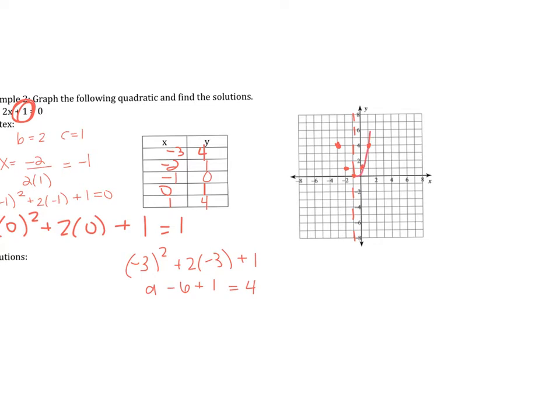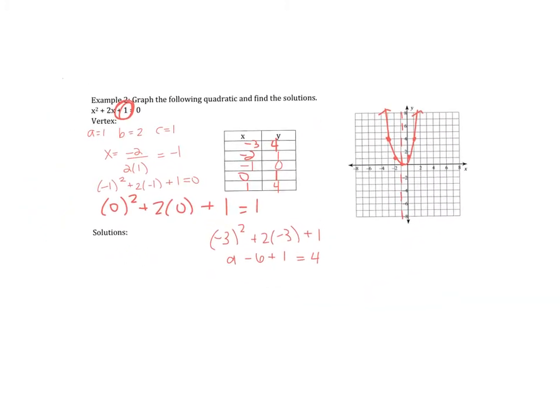And I connect my points. There's my graph. Remember, I'm only concerned with where that graph is crossing the x-axis. And on this one, it's only crossing at -1. So our solution is -1. So if you recall from previous lessons in this unit, we said that a quadratic can have 0 solutions, 1 solution, or 2. So far in this lesson, we've seen one with 0 solutions, and now with 1 solution.